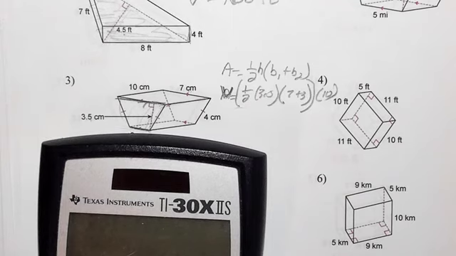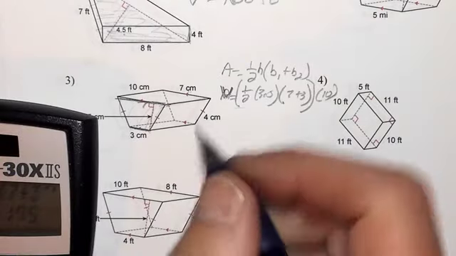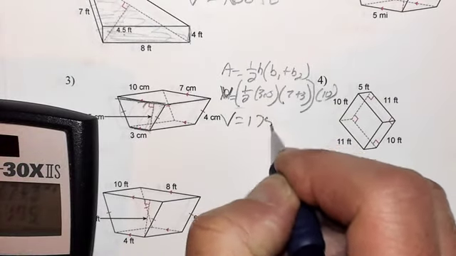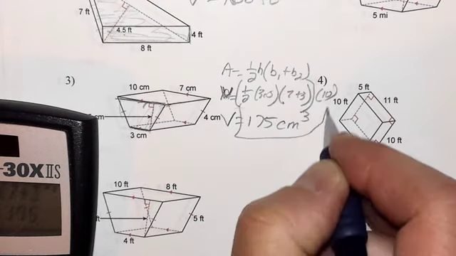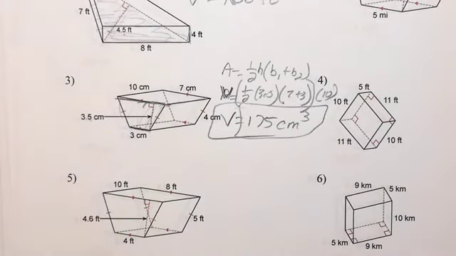And so again, it's just 0.5 times 3.5 times parentheses 7 plus 3, or you can just add them and get 10 times 10. And I get 175, and these are centimeters, so it's cubic centimeters. There's the volume of that prism.